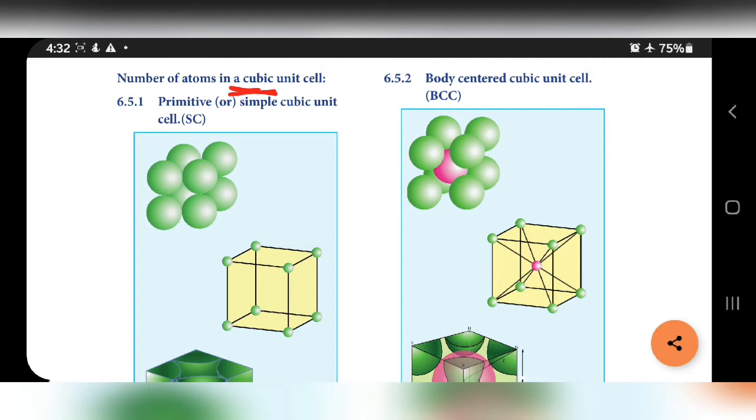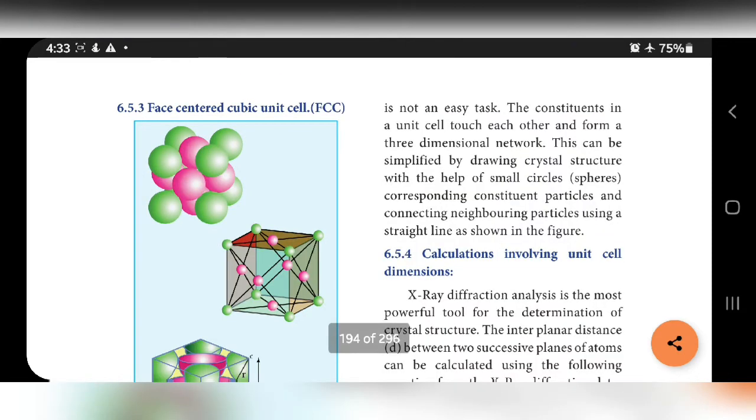So in that cubic, in this topic we are going to calculate how many atoms are present in a cubic unit cell. Totally 3 types are given: one, simple cubic, another one, body center cubic, third one, face center cubic.